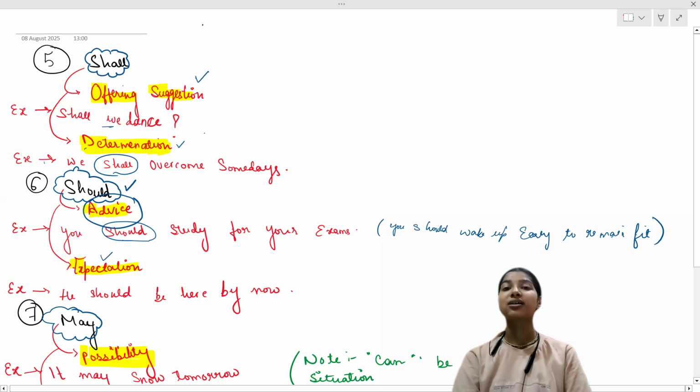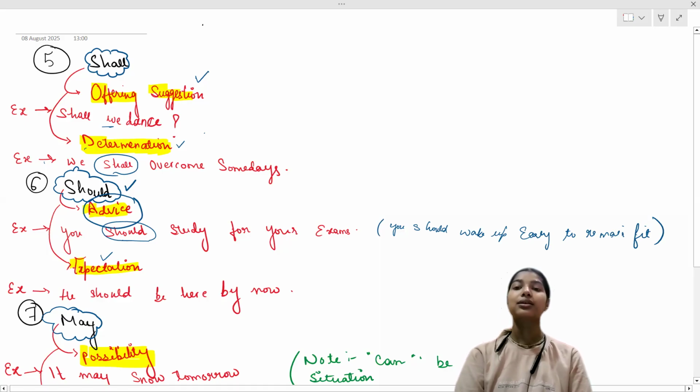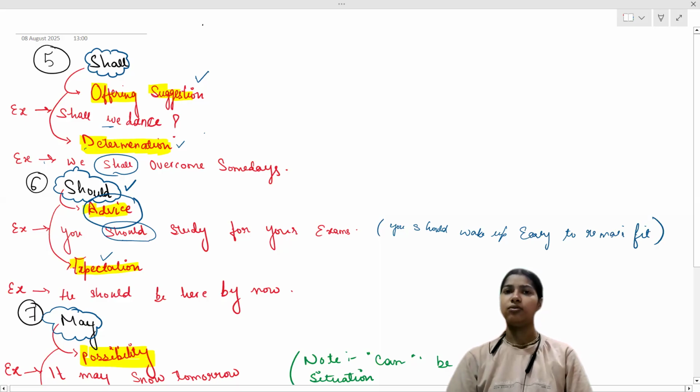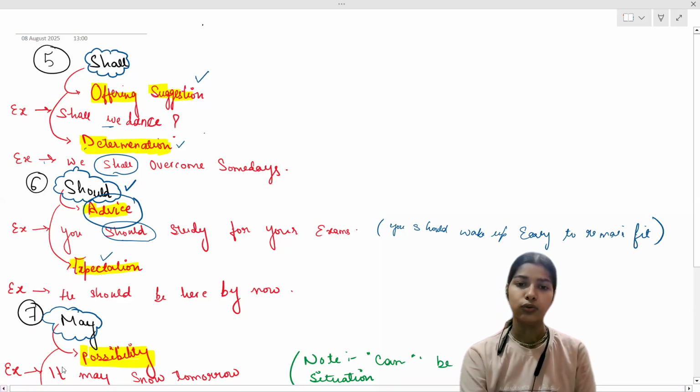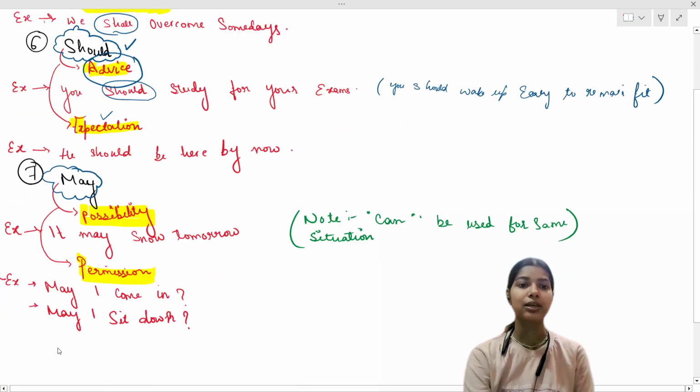Next is expectations. For example, he should be here by now, or he should score more than the next kid sitting next to him. Let's say we are expecting somebody to score more than the next kid that is sitting beside him, right? So that is expectation. We can use it in our daily life also. Okay. Now let's learn about the seventh.